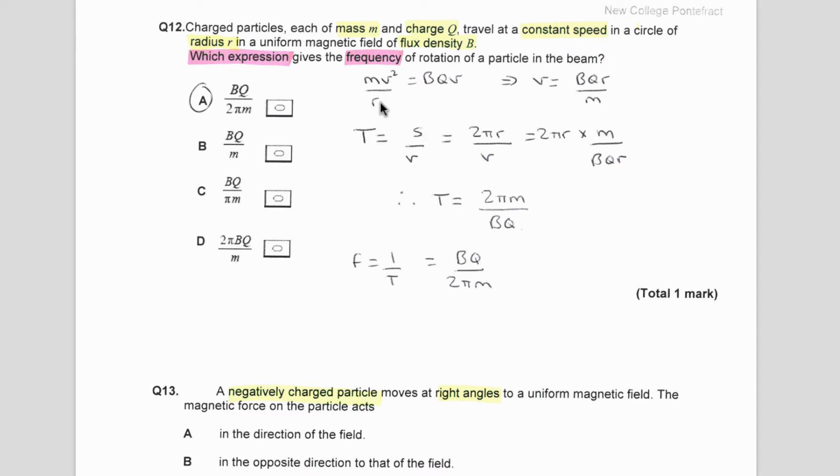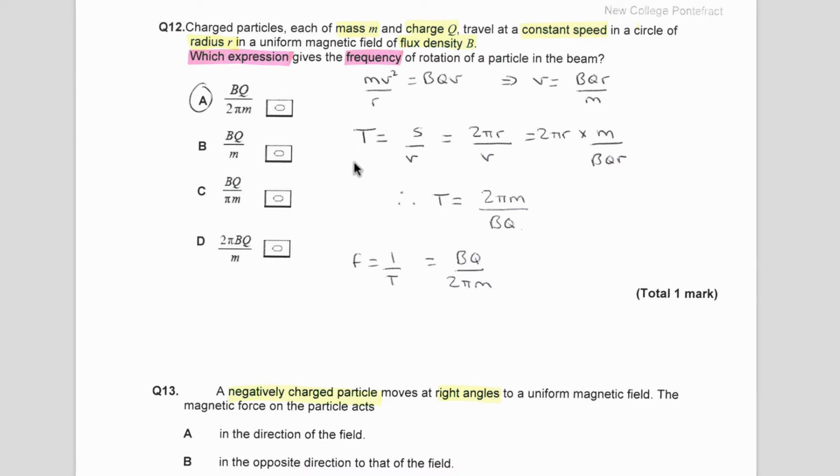So we're going to start off with our bog standard link between the force and the centripetal force. This is our equation for centripetal force. Because it's a charged particle in a magnetic field, this is the force on the particle, and they're equal to each other. So I can calculate the velocity, which is equal to BQR over m.